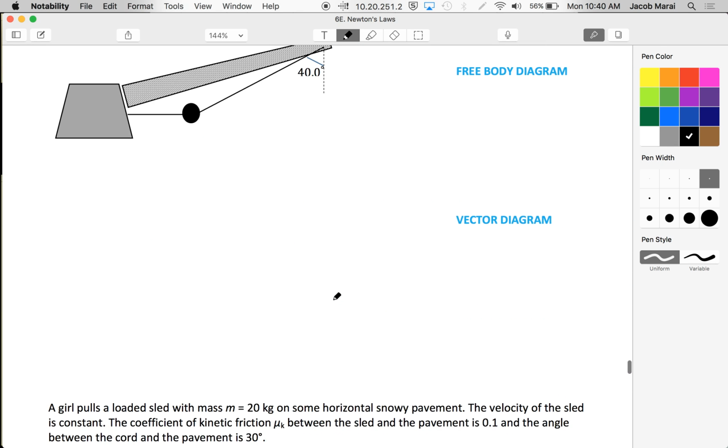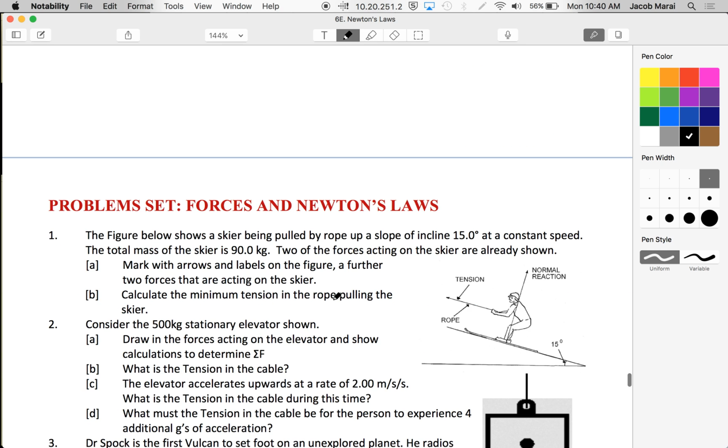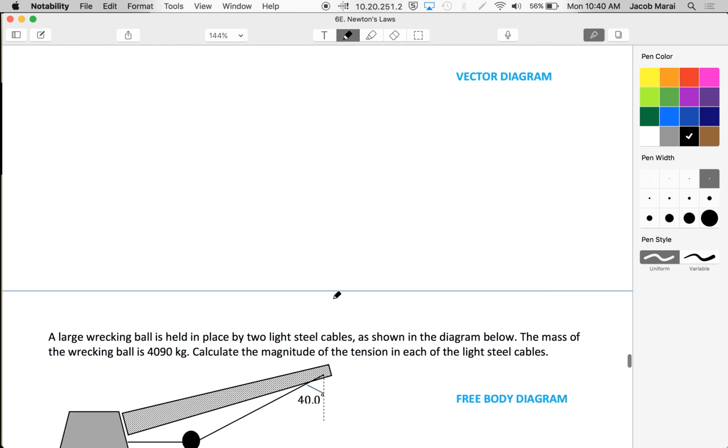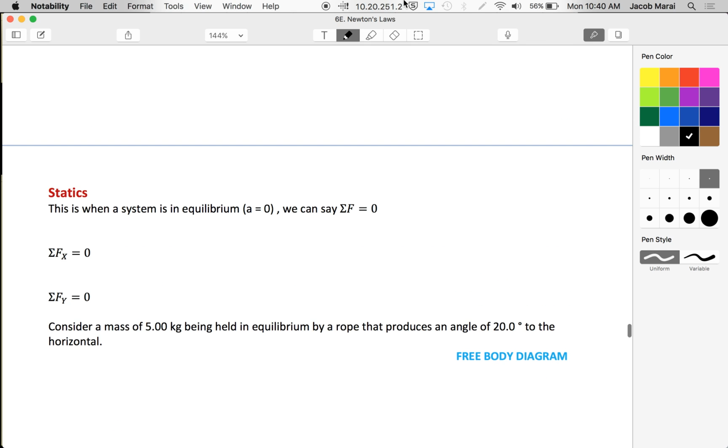Do I want you to have a look at homework? 9. No? 9. I'll give you some homework tomorrow, don't worry. We'll leave it there. Homework will come.